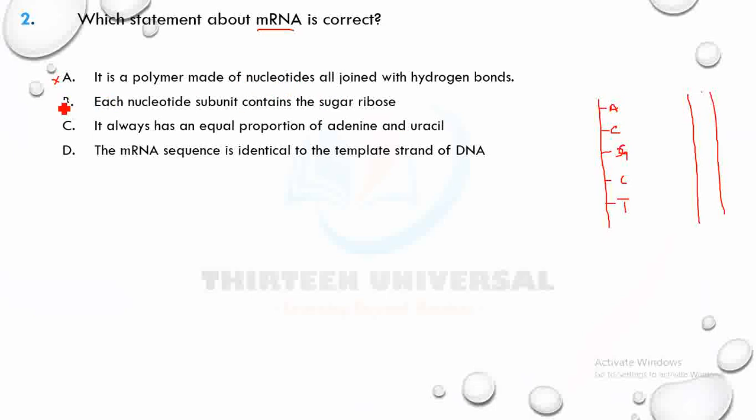B says each nucleotide subunit contains the sugar ribose. Yes, the pentose sugar found in an mRNA nucleotide is ribose. C says it always has an equal proportion of adenine and uracil. Well, that's not correct because it's single-stranded. If it's double-stranded, that would have been correct, if it's DNA. So this is wrong for a single-stranded structure like mRNA. D says the mRNA sequence is identical to the template strand of DNA. It's not identical, it's complementary to the template strand. So B explains it well.